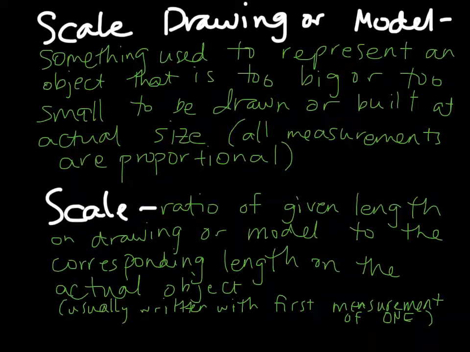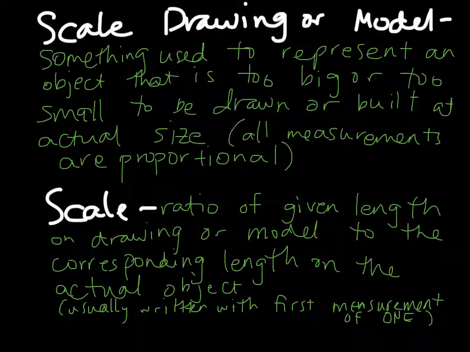So the lengths are proportional, the widths are proportional, the heights are proportional, any circumference is proportional. Everything has the same proportion to one another in a scale drawing or model. Now the scale of that drawing or model is defined as the ratio, so it's two different measurements of a given length on the drawing or model to the corresponding length on the actual object. If you notice, the first measurement that we're always given in the scale is the length on the drawing or model. The second measurement that we're given is the corresponding length of the actual object.